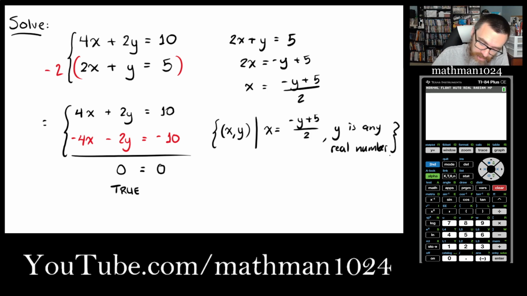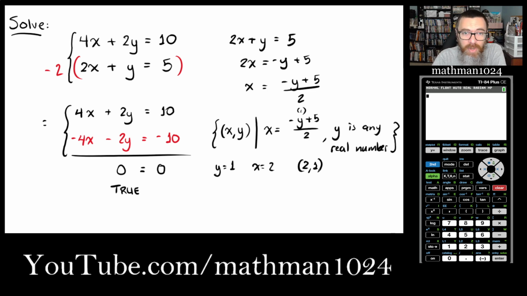So for example, if you say, what if y equals 1? Well, if I plug in 1 right here, negative 1 plus 5 is 4. 4 divided by 2 means that x would equal 2. Which means the ordered pair 2, 1 would satisfy these equations. And you can easily check that because if I were to plug in 2 and 1 right here, 4 plus 1 is 5. That checks out.